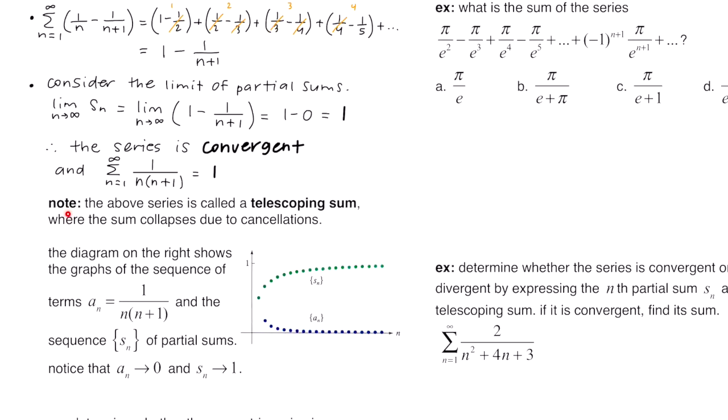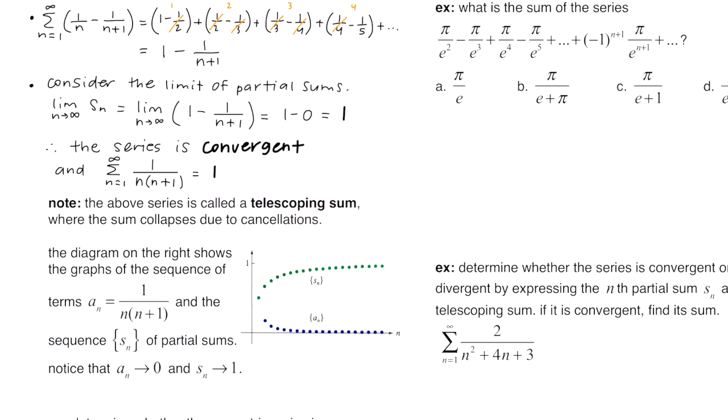I have a note written out here. It says the above series, this one right here, is called a telescoping sum, where the sum collapses due to cancellations. So again, this series was rewritten like this, and then when we plugged in 1, then 2, and then 3, we wrote out all of the terms, and you can see that the terms canceled out. When that happens, it's called a telescoping sum.